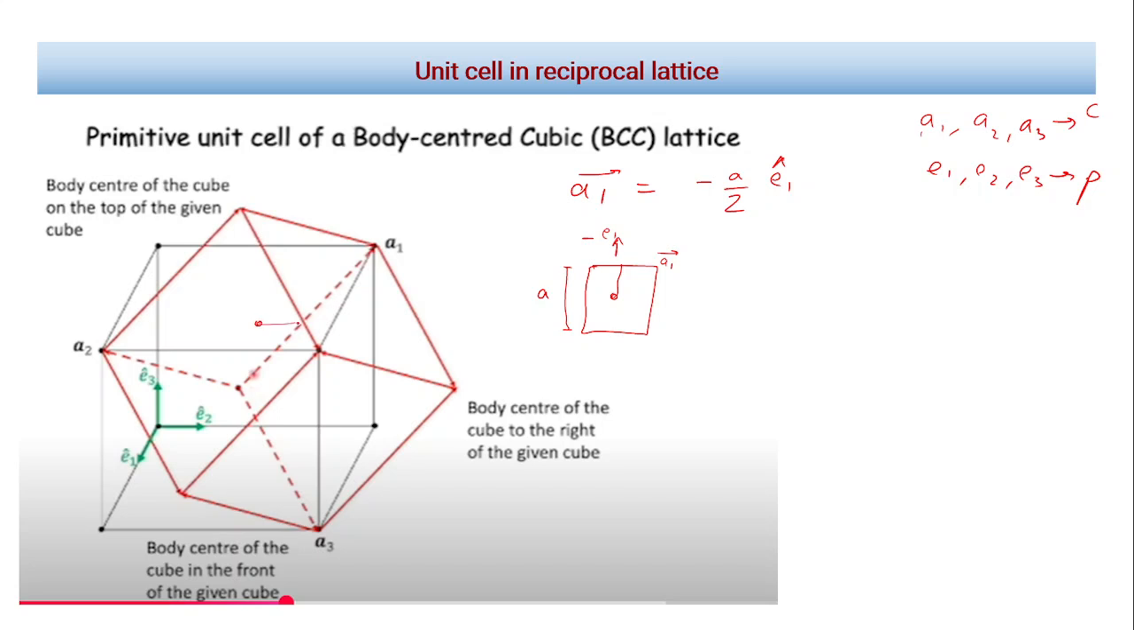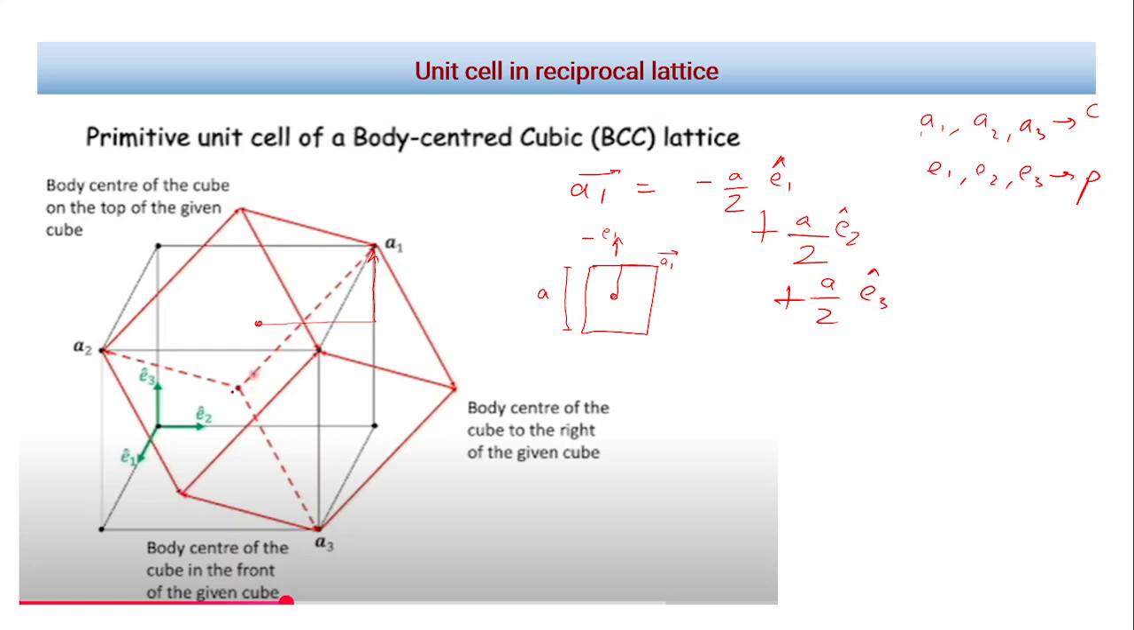Then I'll move half a by 2 along a3 direction, right? Then I'll reach here. Half a by 2 I'll move along a3 direction, that is also e2. And then finally to reach a1 I'll move a by 2 along e3 direction. I hope this is clear.